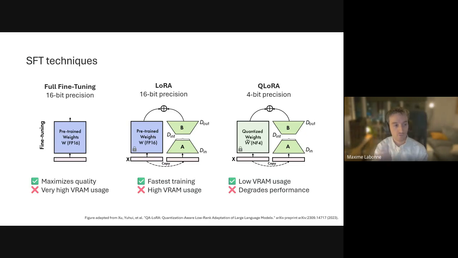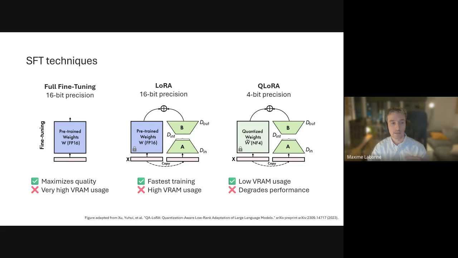They're basically the same, just variations over the same one. So you have full fine-tuning. Full fine-tuning is when you train all the parameters of your model. You take it, you just train on it. It's very naive. It tends to maximize quality, but it also has a very high VRAM usage. So if you do not have the compute to load everything and train the model, you might want to look at parameter efficient techniques.